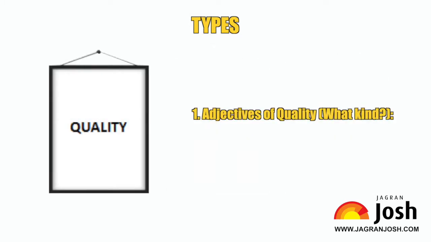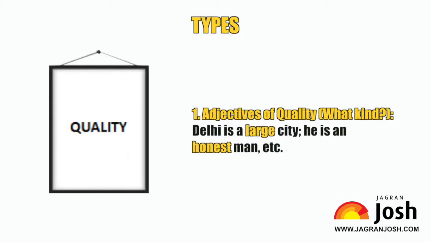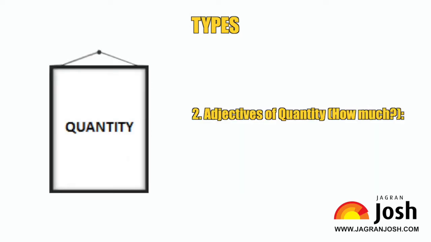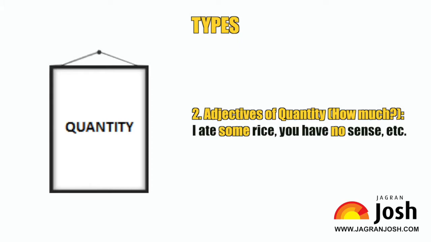Number 1. Adjectives of quality. What kind? Delhi is a large city. He is an honest man, etc. Number 2. Adjectives of quantity. How much? I ate some rice. You have no sense, etc.